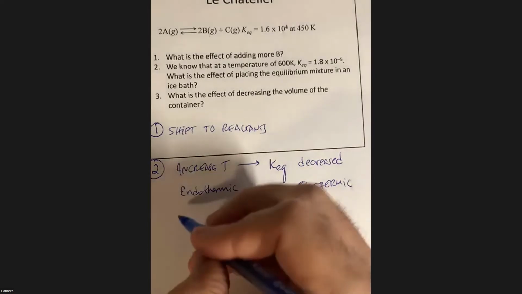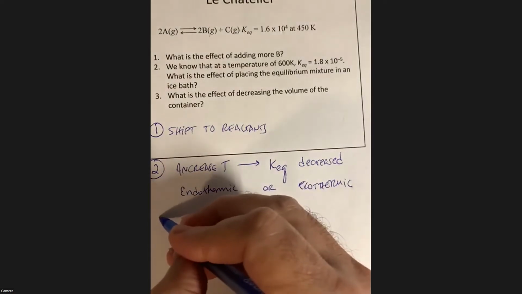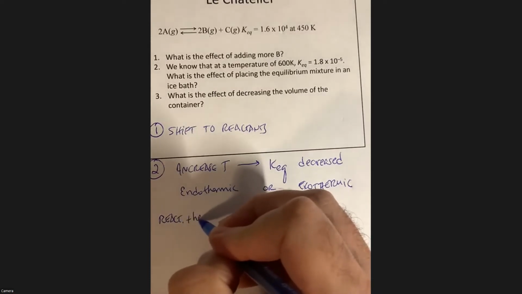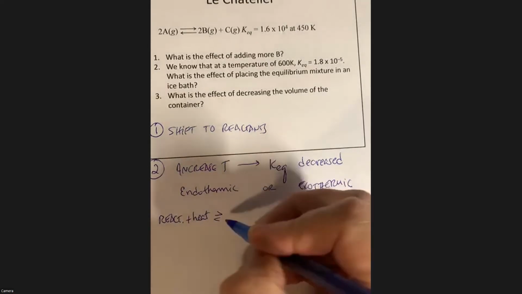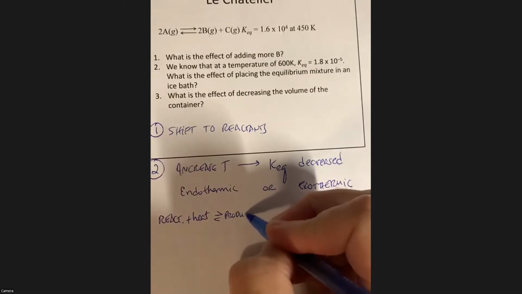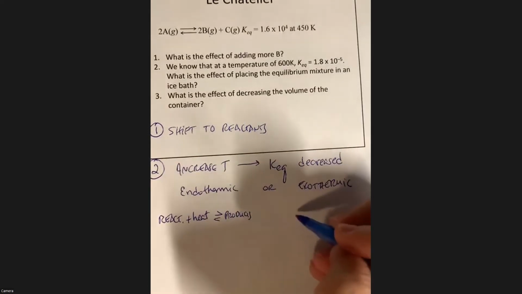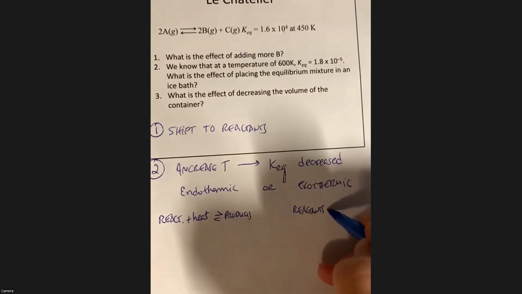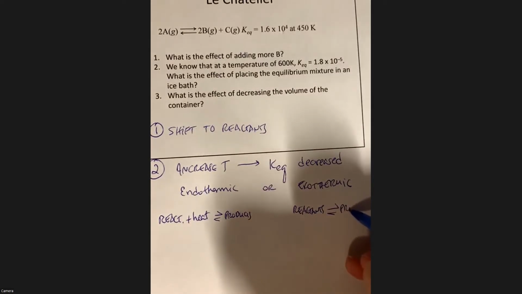Remember, if it's endothermic, that means that reactants receive heat in order to go to products. If it's exothermic, it means that reactants release heat when they go to product.